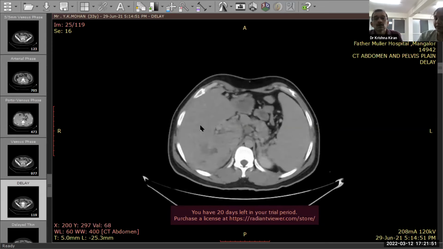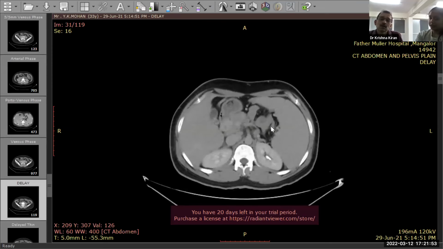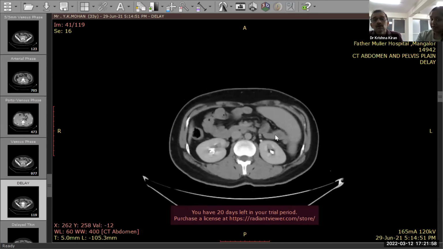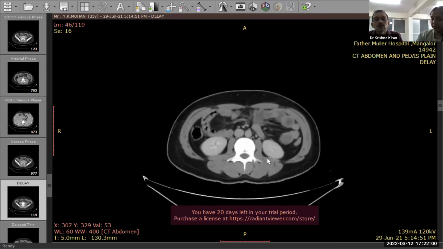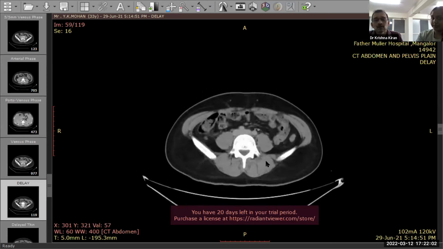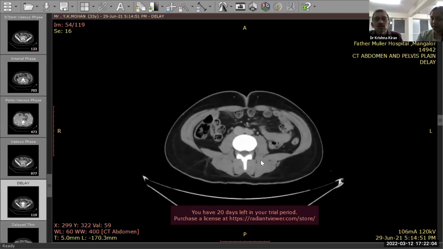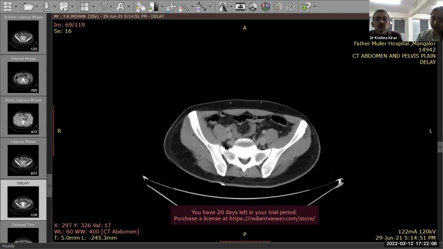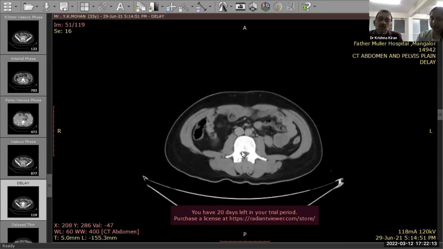There is no evidence of similar lesions elsewhere, like in the spleen. And there are no other mass lesions involving other organs. There is no ascites. Appendix, everything is normal. The bowel is normal. Kidneys and adrenals are normal.